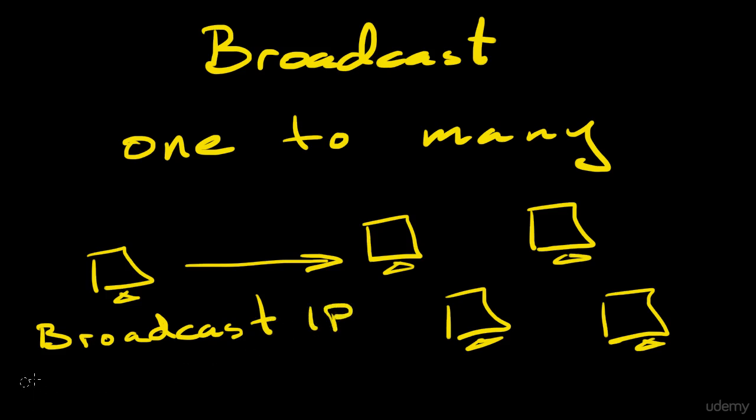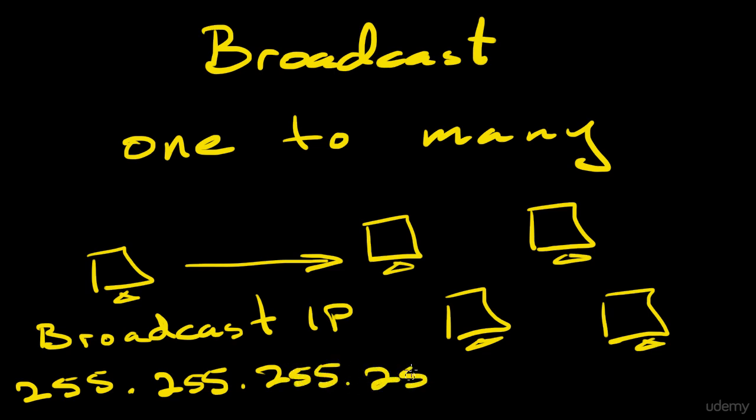The broadcast IP address is 255.255.255.255. The rule here for the broadcast IP address is that the destination address, the broadcast IP address, is all ones. All ones. So in other words, you have an IP address that is made up of 32 ones.